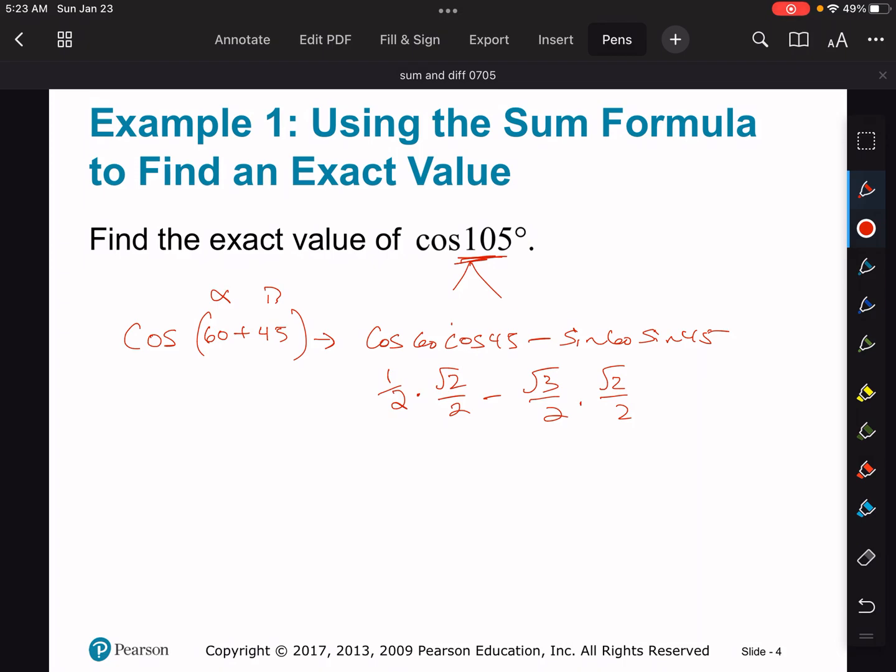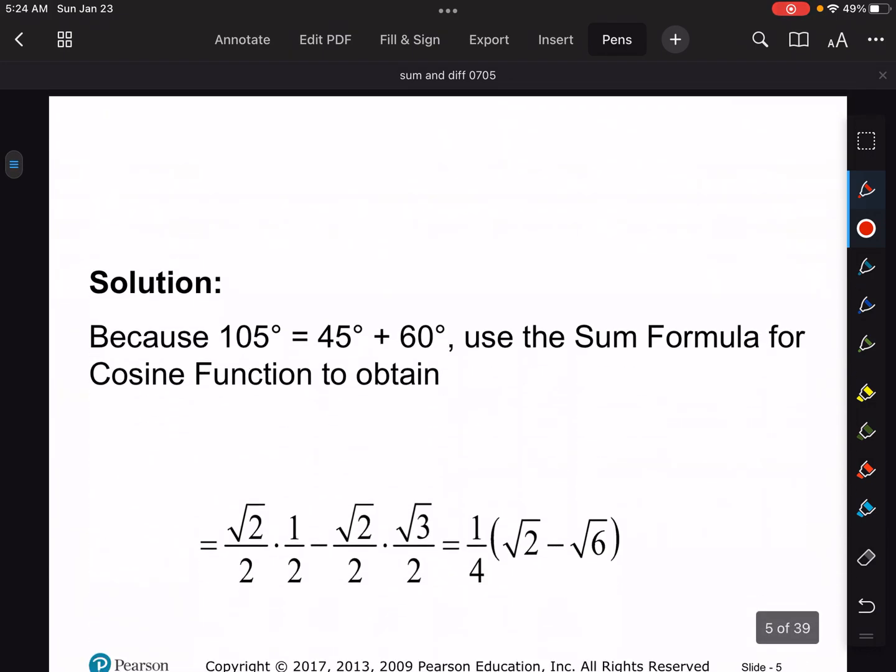A little bit of multiplication here. You get root 2 over 4 minus root 6 over 4. That's probably an okay answer, or you can just take a fourth out of that and write it as root 2 minus root 6 over 4. Either way is fine.